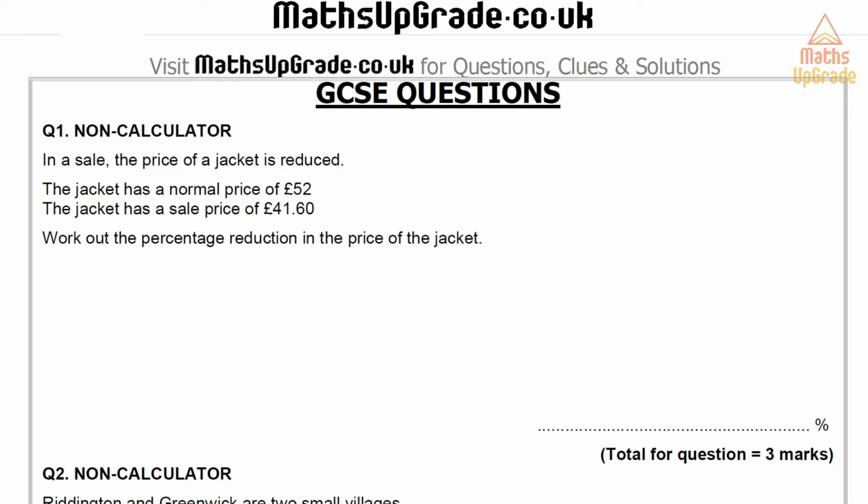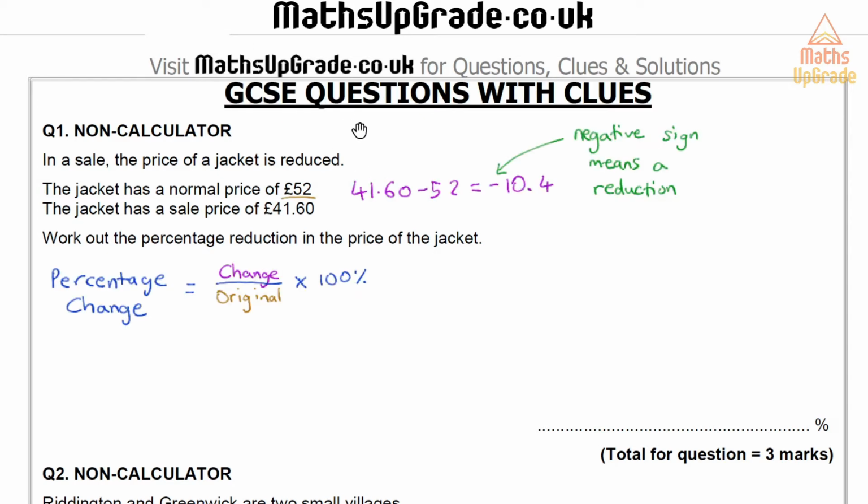It's worth 3 marks. With this question, we need to find the amount it's reduced by, then divide that by the original amount and multiply by 100. So we're going to find the percentage change by finding the actual change divided by the original amount times 100%. To start us off, I've worked out how much it's been reduced by: £10.40. That negative sign just means it's been reduced.